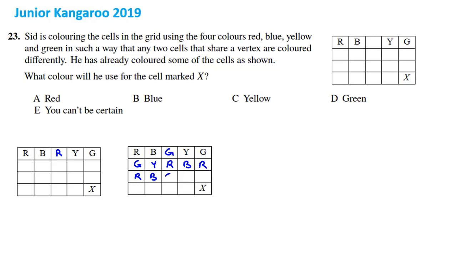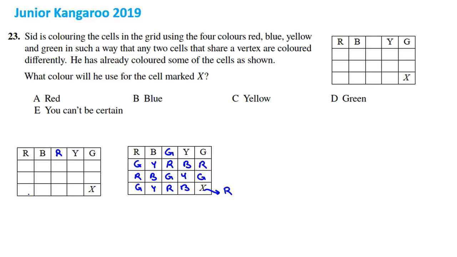B, Y, R should be G. G, R, B should be Y. Y, B, R should be G. And then R, B, G should be Y. R, B, Y should be G. Y, B, G should be R. R, G, Y should be B. B, Y, G should be R.